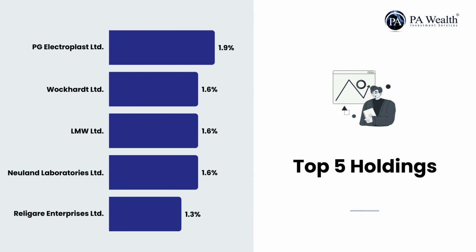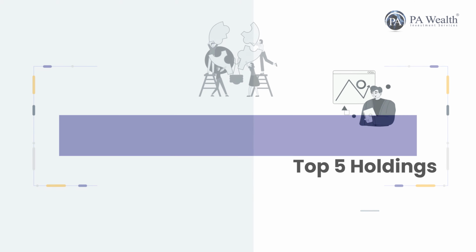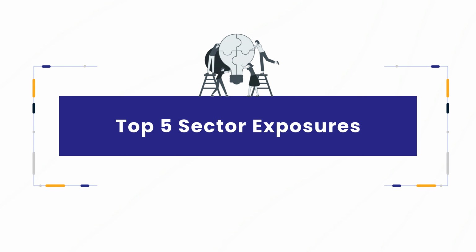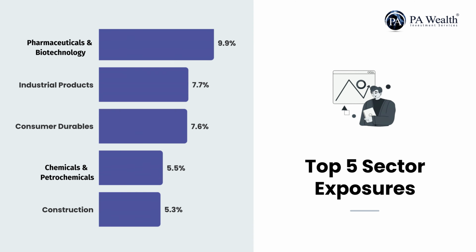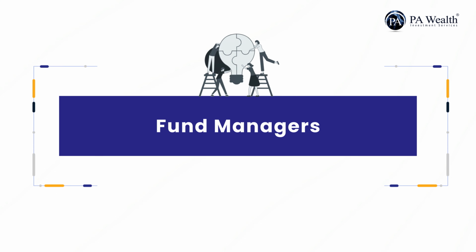Now, let's delve into the top 5 holdings of the fund. Here are the top 5 holdings of the Motilal Oswal Microcap Index Fund. These are PG Electroplast, Wockhardt, LMW, Neuland Labs and Religare Enterprises. Let's now look at the top 5 sector exposures. Here's a breakdown of its top 5 sector exposures, which includes pharmaceuticals and biotechnology, industrial products, consumer durables, chemicals and petrochemicals and construction.